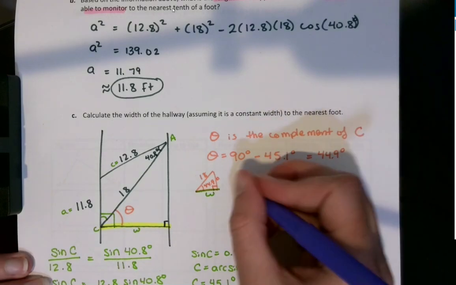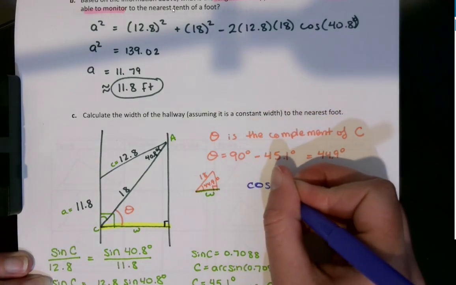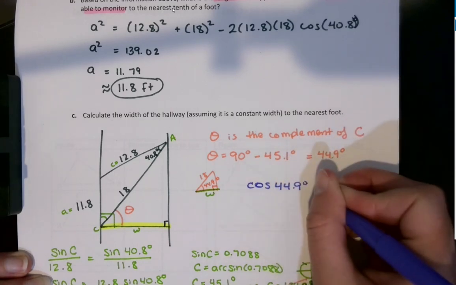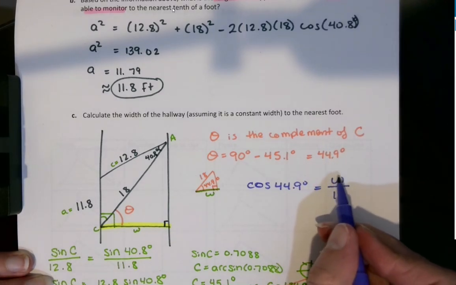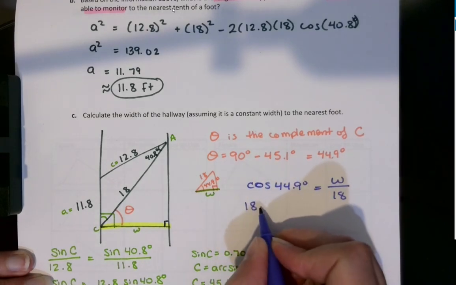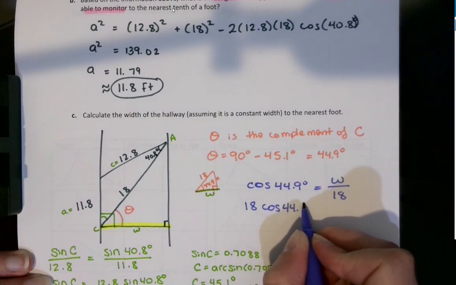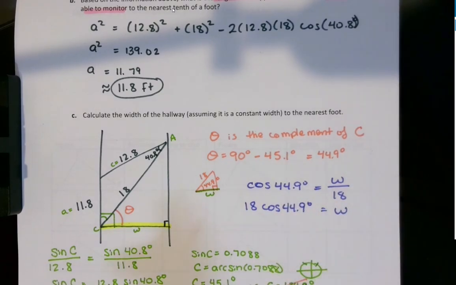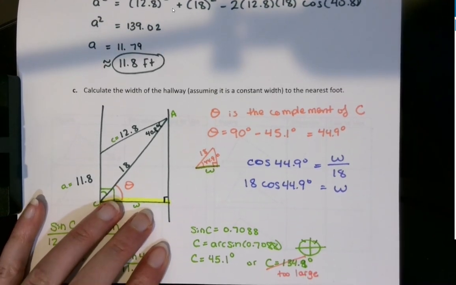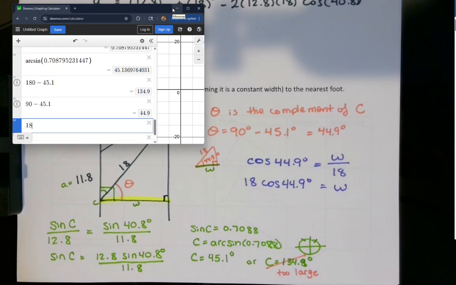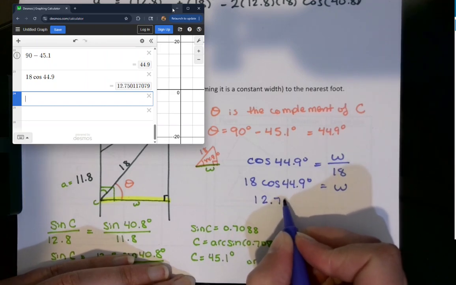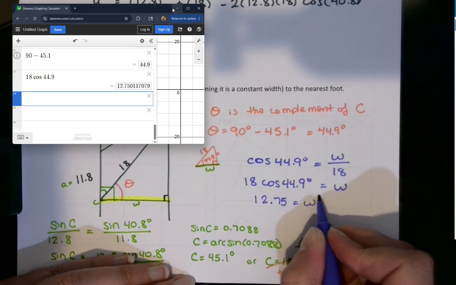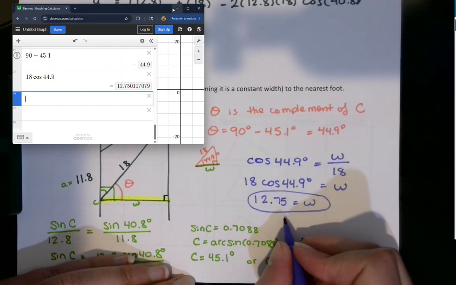Let's set that up. We can say the cosine of 44.9 degrees is equal to W over 18, adjacent over hypotenuse, and therefore 18 times the cosine of 44.9 degrees equals W, the width of our hallway. 18 times the cosine of 44.9 degrees comes out as about 12.75 for the width. And so it's approximately 12.8.